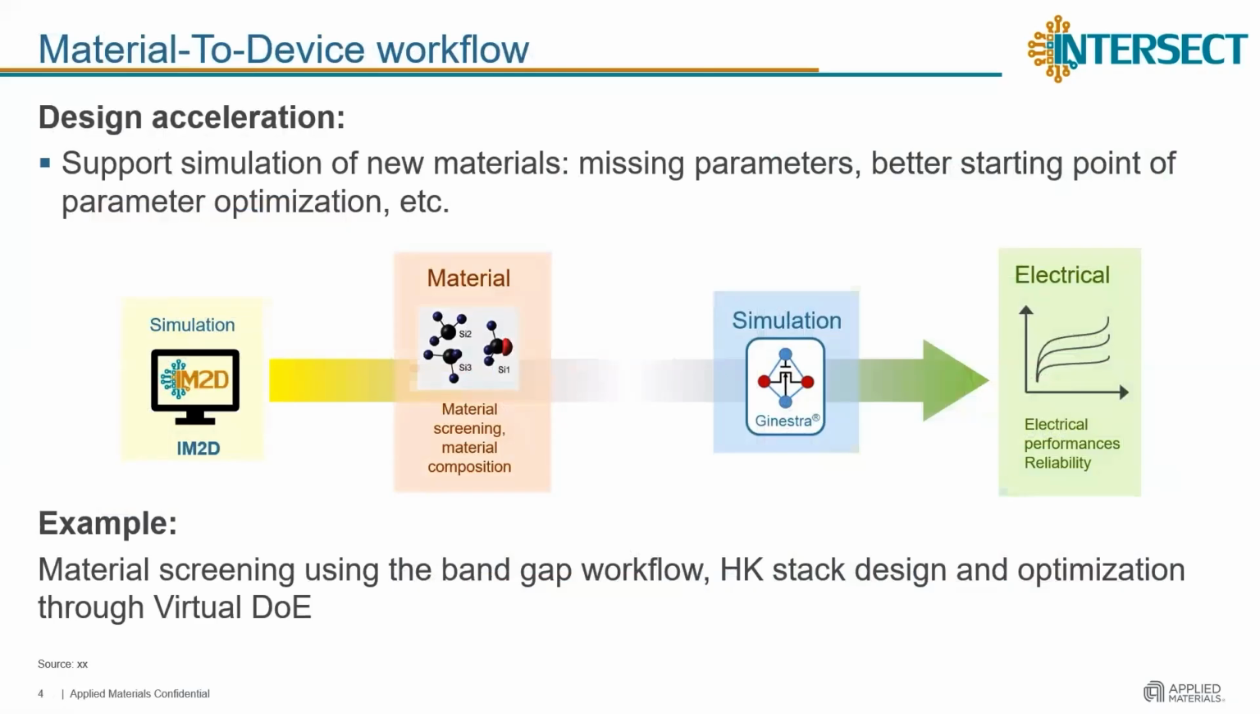In this application, we will support device design acceleration. Imagine that you want to simulate a new material or a material for which you do not know all the required properties that are necessary for the simulation. You can use IM2D either to search the properties in the existing databases, as we have seen before, or compute them directly using the Material Modeling Hub.